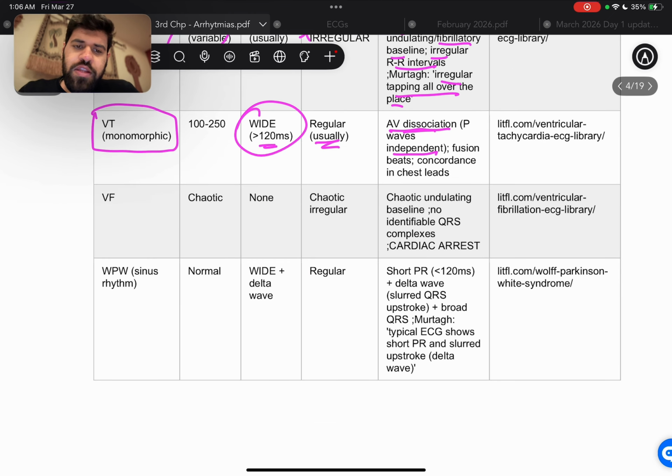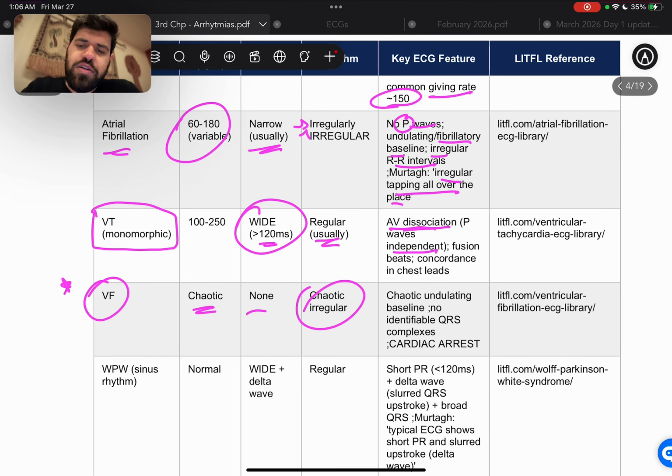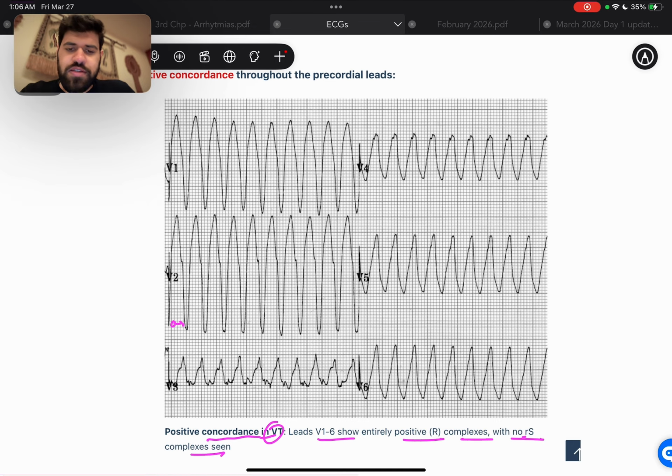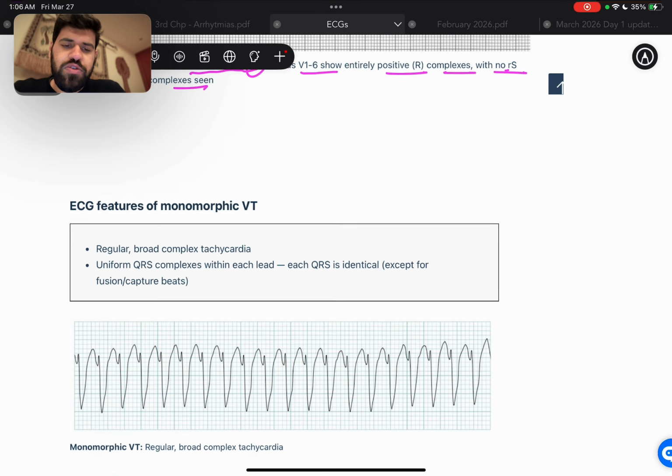All right. Now coming up to ventricular fibrillation. So it's completely chaotic, and this is an emergency. And no QRS, chaotic irregular, chaotic undulating baseline, no identifiable QRS, and it's basically cardiac arrest. Now, if you've done BLS, ACLS, so it's one of the shockable rhythms.